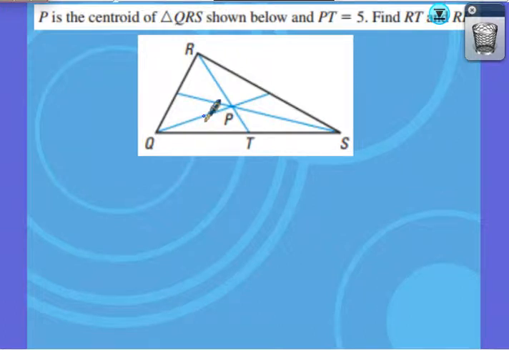When you're dealing with a centroid, there's a 2-to-1 ratio of the line segments. Meaning, if this is 4, it'll always be double the little piece. If the little piece is 1, it'll always be half of the big piece. If this big piece is 6, the little piece will be 3. So make sure you know, when you're dealing with that point of balance, there's always a 2-to-1 ratio of the line segments.